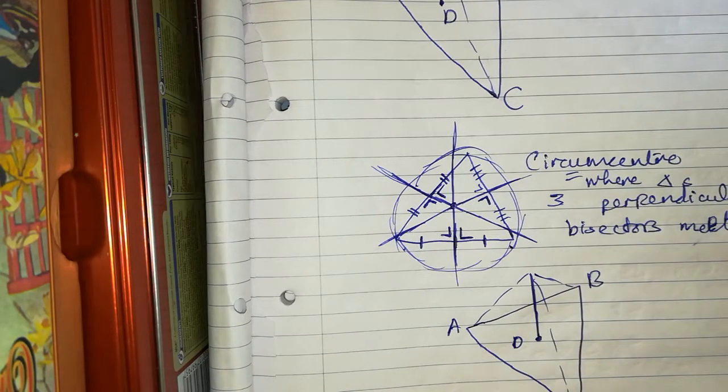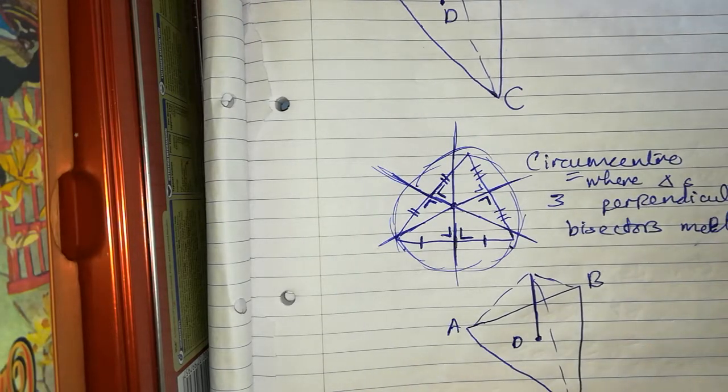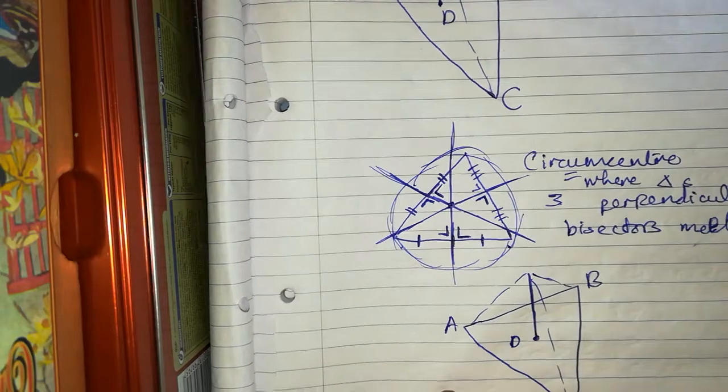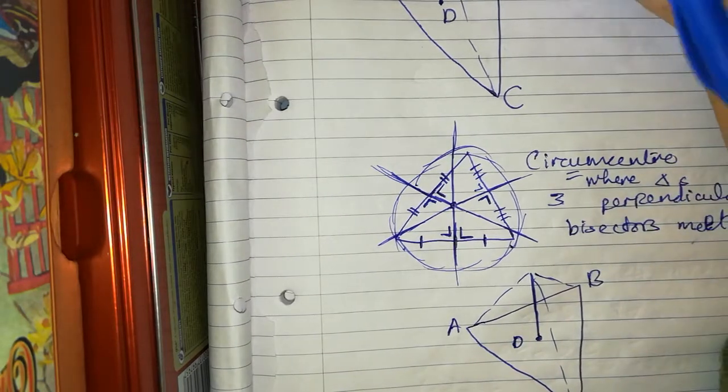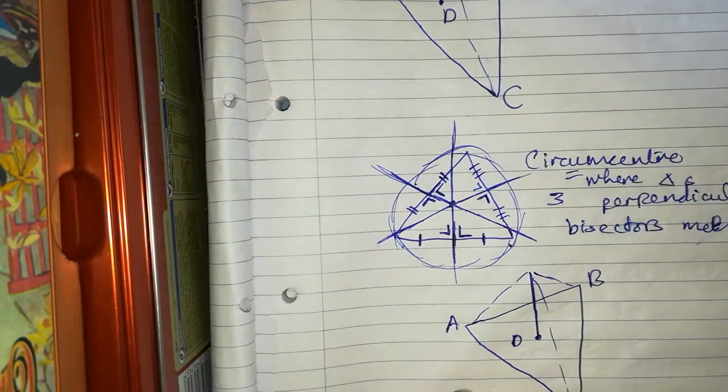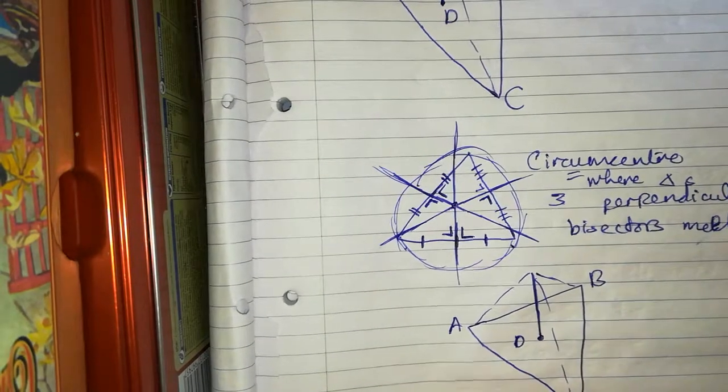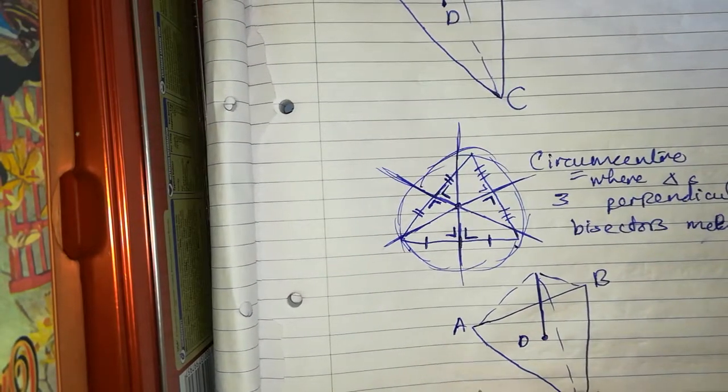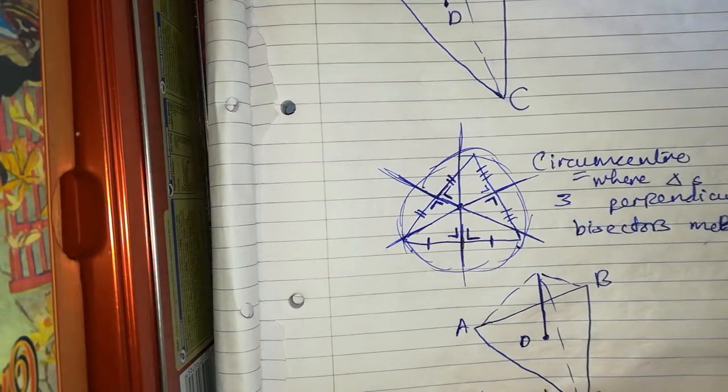Explain why the three cables are equal. So we want to show that EA is equal to EB is equal to EC.